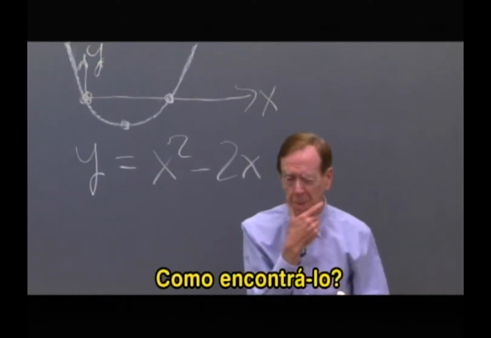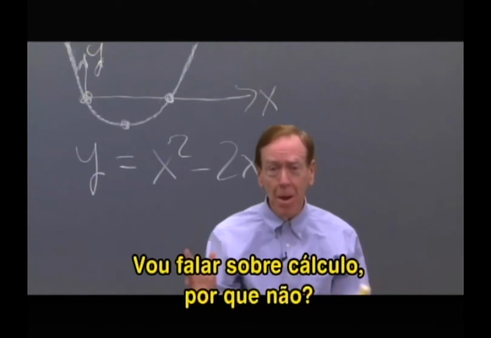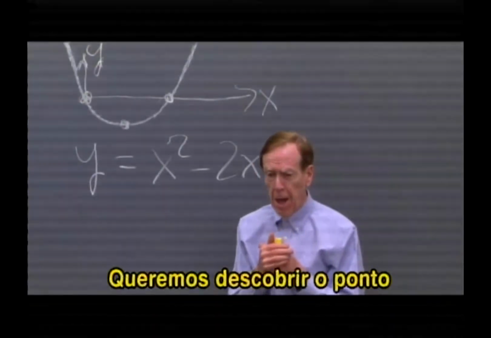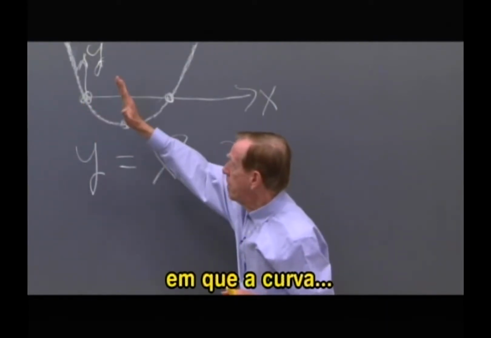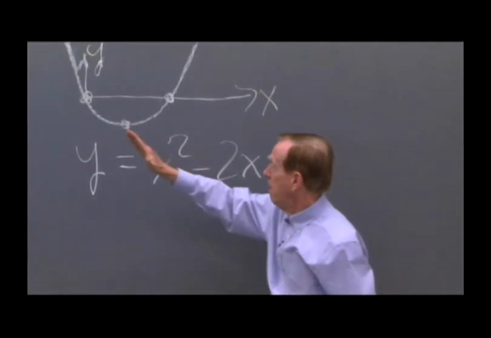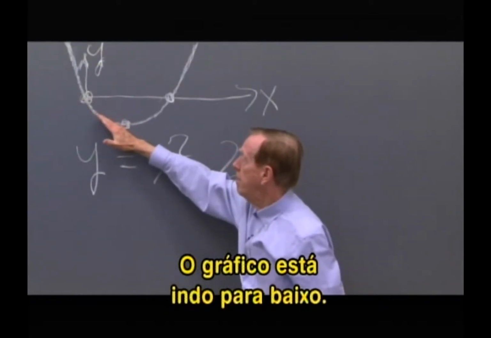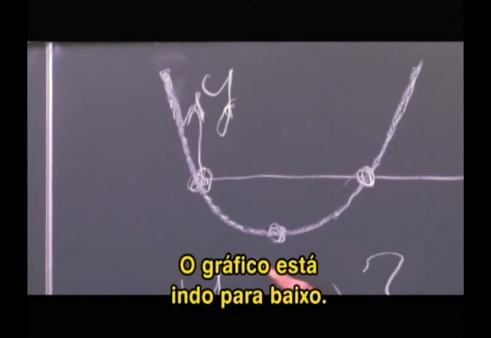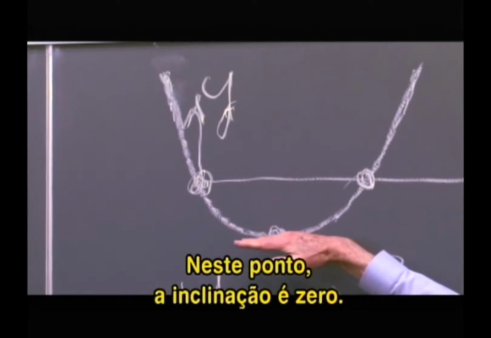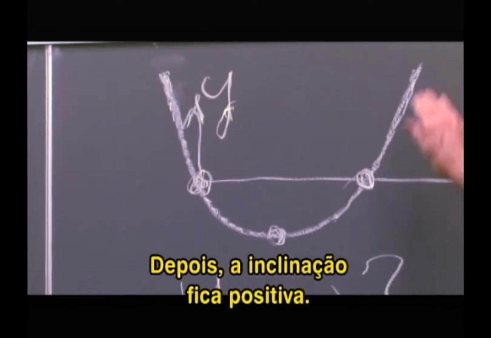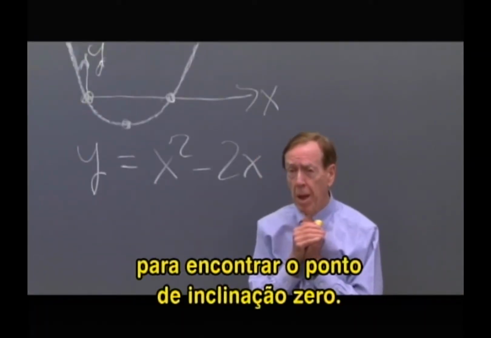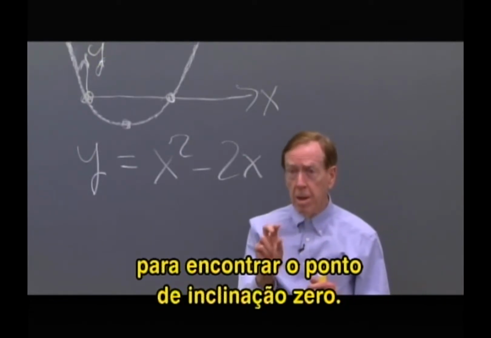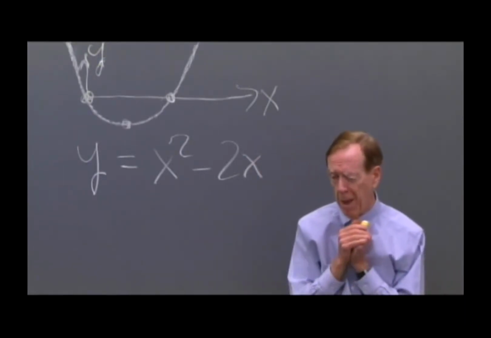Okay, how to find it? Well, I get to tell you about calculus. Why not? We want to know the point where the slope, you see the slope is downwards here. The graph is coming down. At this moment, the slope is 0, and then after that, the slope goes plus. It's positive. So I really want to know the slope of this thing so that I can find the point where the slope is 0.